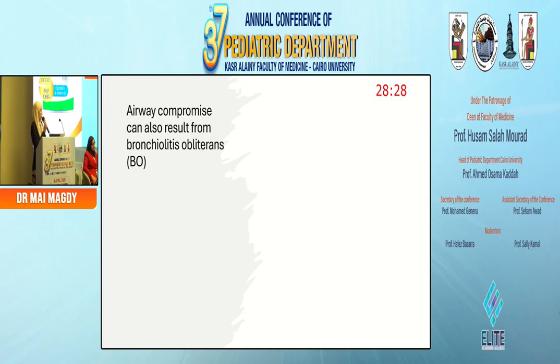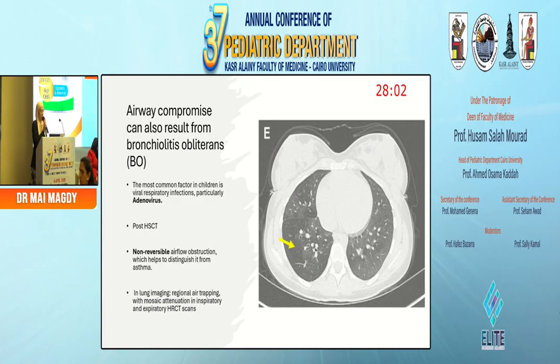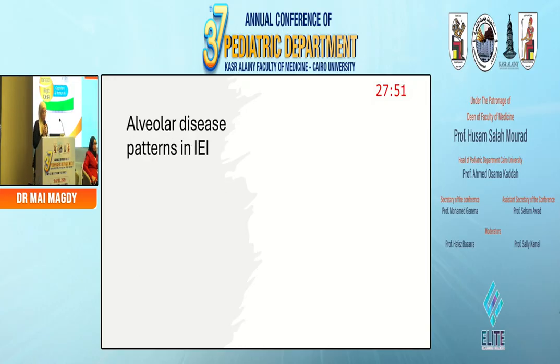Airway compromise can also result in bronchiolitis obliterans. The most common pathogen for bronchiolitis obliterans is the adenovirus. However, it can also occur post bone marrow transplantation. It's a non-reversible airflow obstruction, which is important to distinguish from asthma, which is sometimes one of the presentations in our patients. In lung imaging, as you can see, regional air trapping with mosaic attenuation is seen in both inspiratory and expiratory high-resolution CT scans.